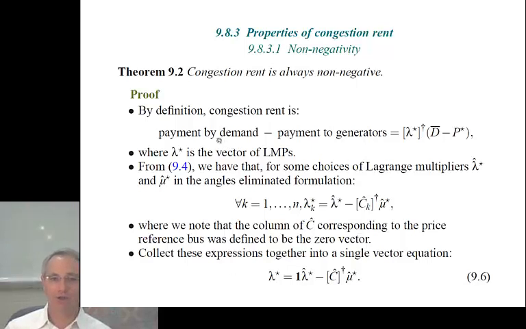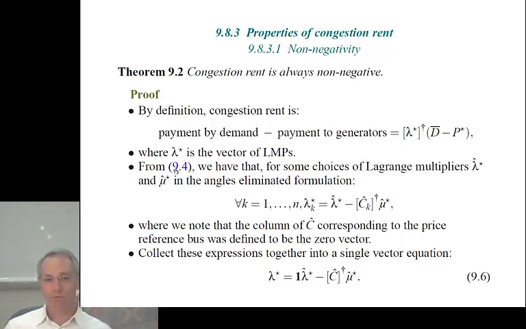So by definition, the congestion rent is the payment by demand minus the payment to the generators, which is the vector of locational marginal prices, which are Lagrange multipliers on the power balance at the buses, multiplied into the corresponding net demands. This multiplying into the demands yields the payment by demand. Subtracting from that, multiplying it into the real powers, gives the payment to the generators.